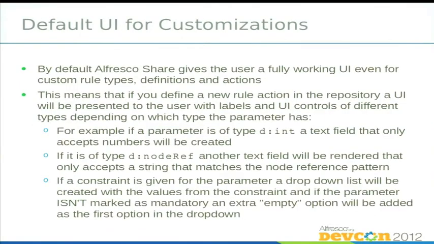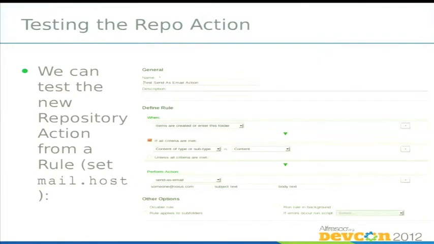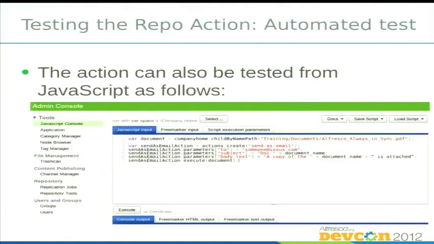So these fields that popped up when you selected that repo action in the rules form are displayed there because of some default functionality in Alfresco. It will look at the data type of the field and so on, if it's a constraint or whatever, and then display whatever it can to help you out. So there's a lot of stuff around displaying data that happens automatically.